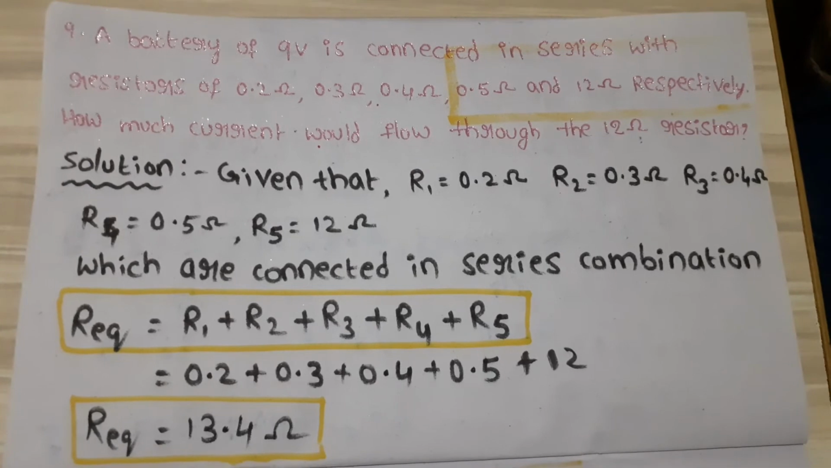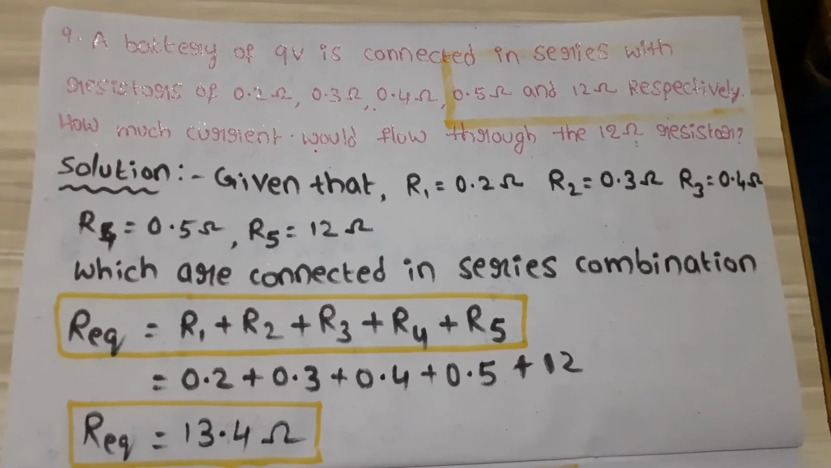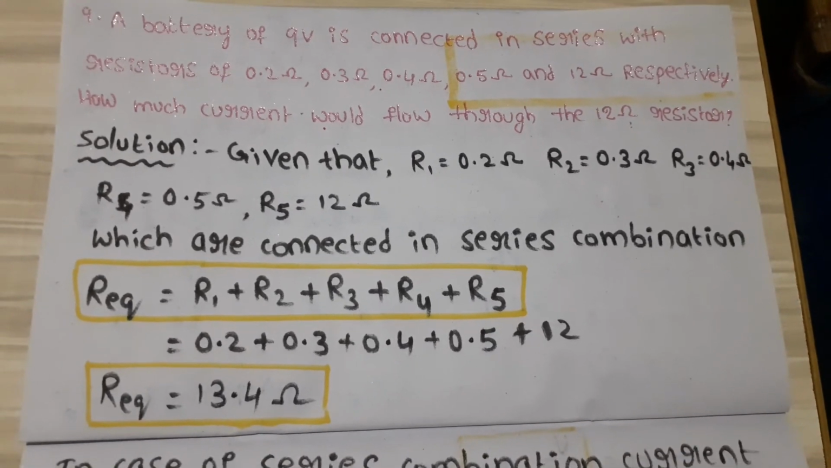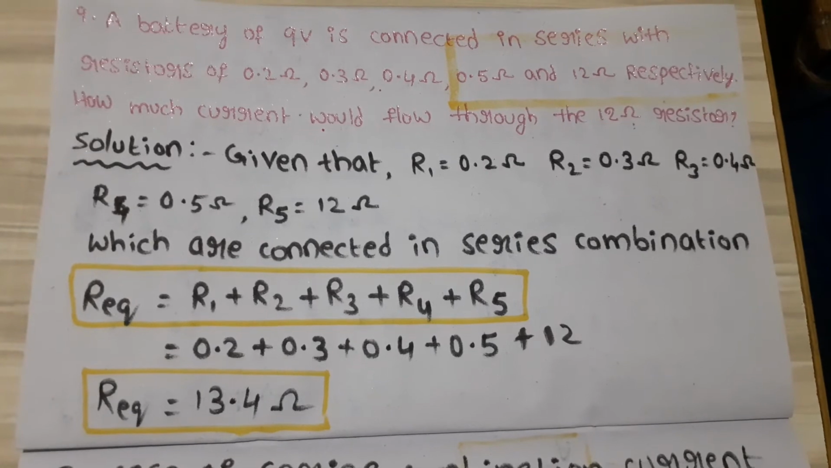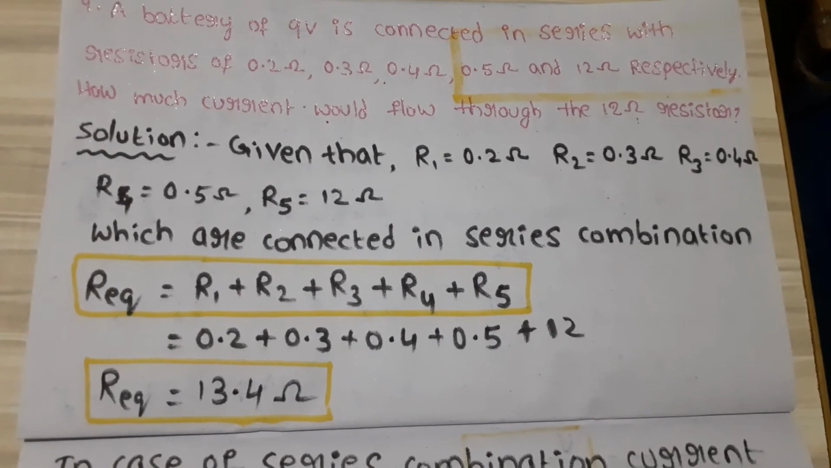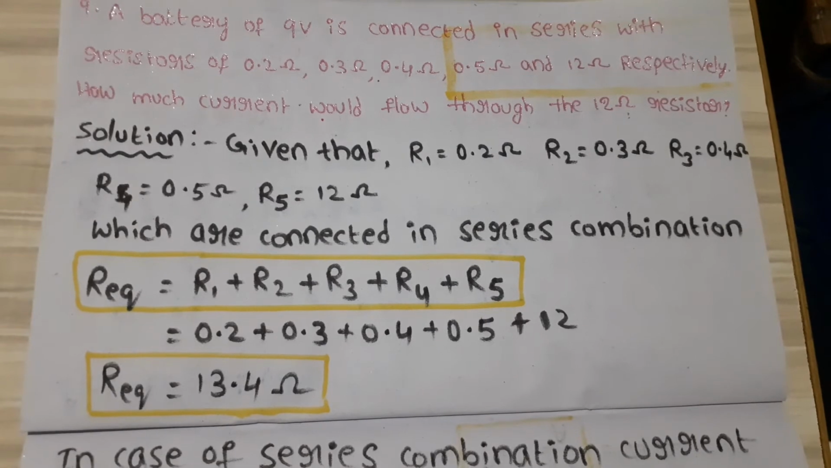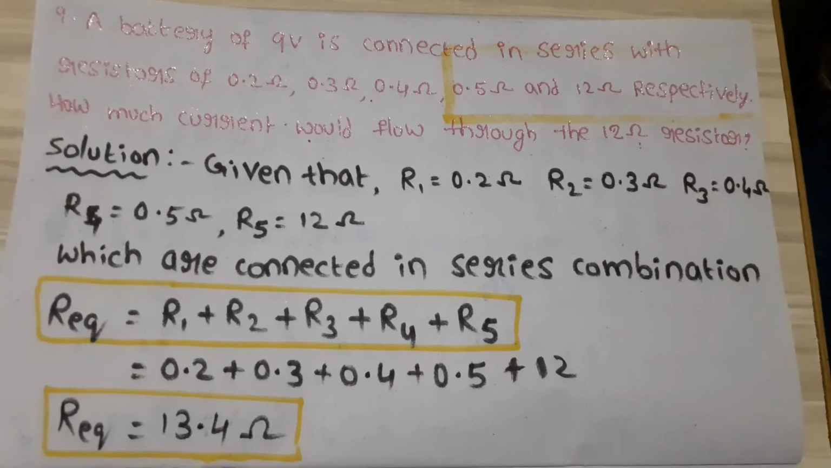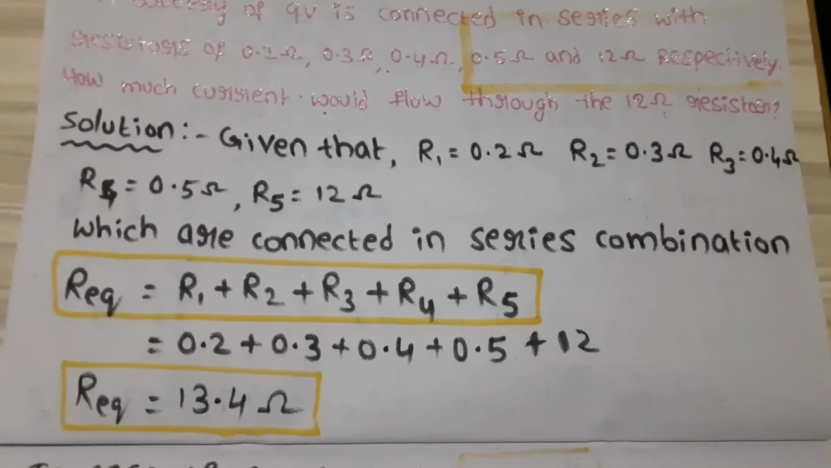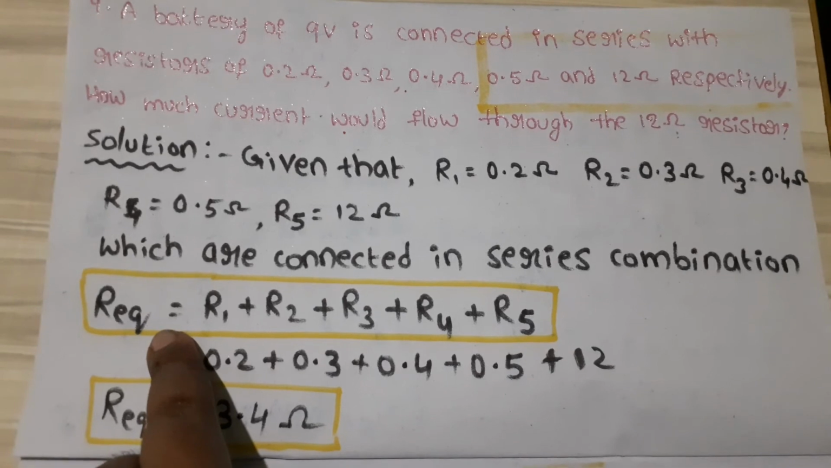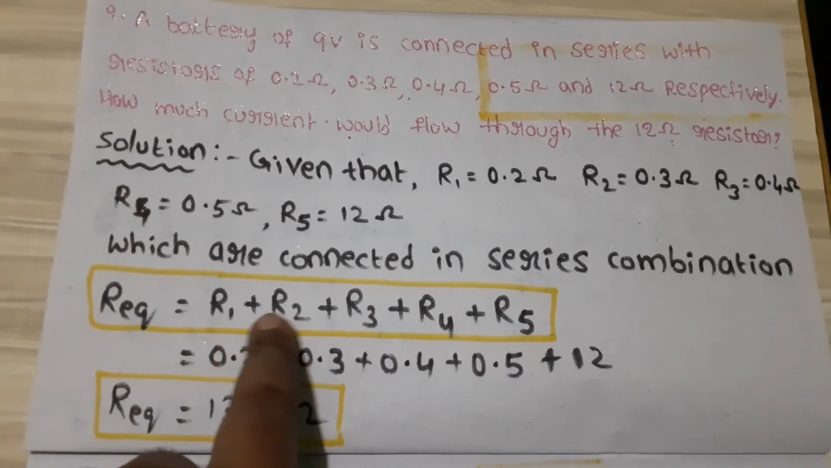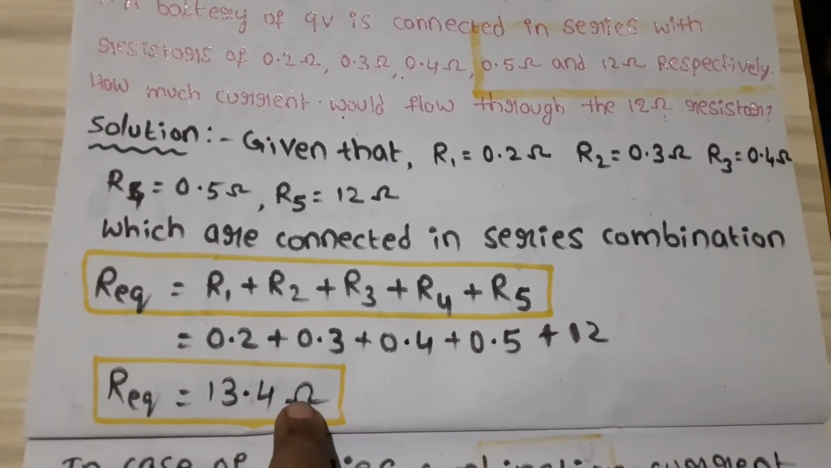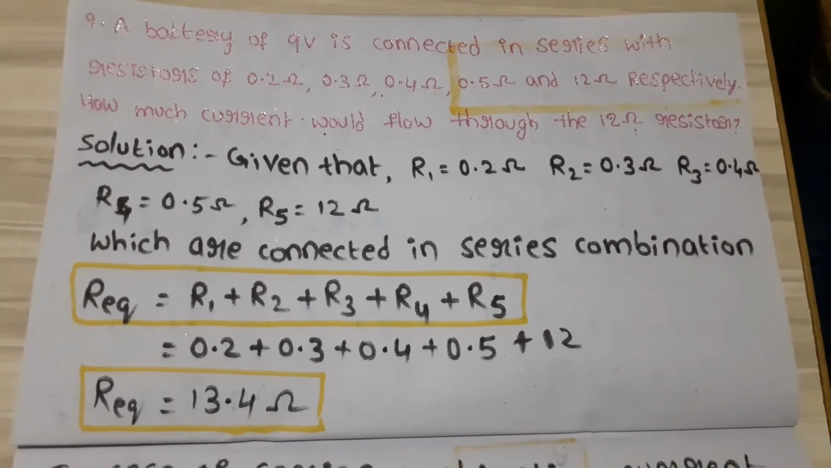Question number 9. A battery of 9 volts is connected in series to the resistors of 0.1 ohm, 0.3 ohm, 0.4 ohm, 0.5 ohm and 12 ohms respectively. How much current would flow through the 12 ohms resistor? First of all, these are all connected in series combination. I am going to find the total equivalent resistance. So R equivalent equal to R1 plus R2 plus R3, R4, R5. So total value 13.4 ohms. That is the total equivalent resistance.